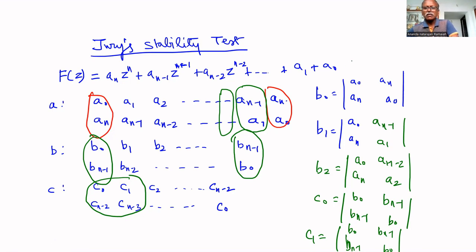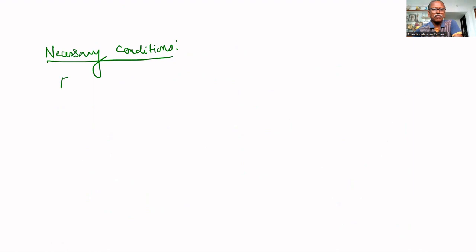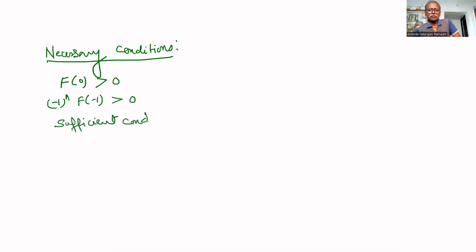The conditions for stability are of two types. One is the necessary conditions. The necessary conditions are f of 1 must be greater than 0, and minus 1 to the power n times f of minus 1 also should be greater than 0. These are the two necessary conditions. What are the sufficient conditions?